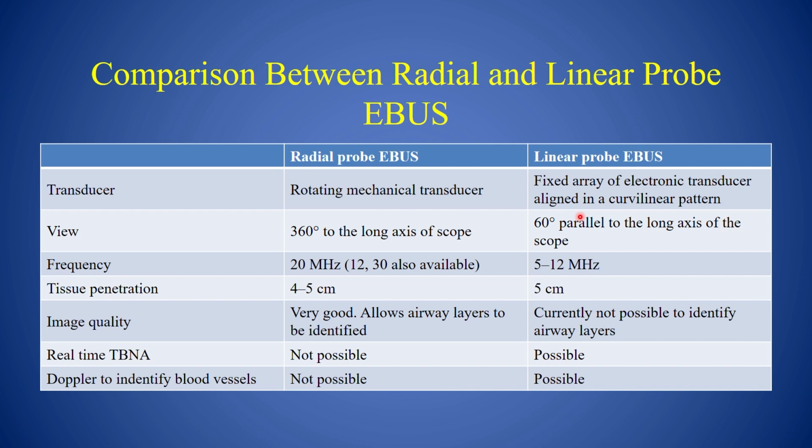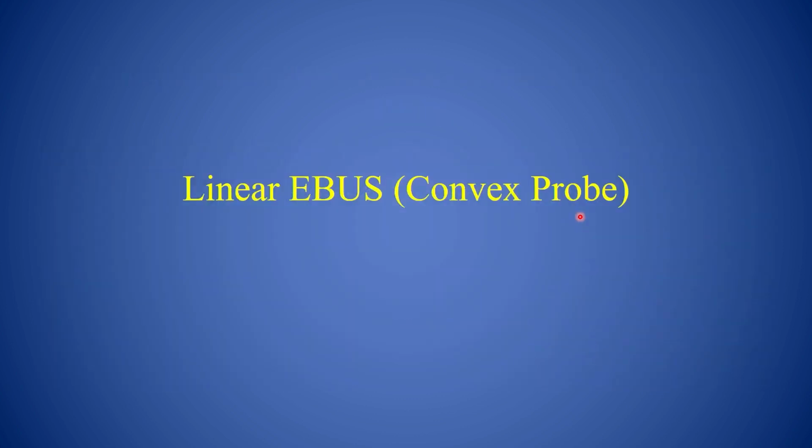The tissue penetration or the depth of penetration is more or less the same. The image quality is extremely good with both of them. The advantage which the convex probe EBUS has over the radial EBUS is real-time imaging and sampling and a possibility to use the Doppler to identify the vessels. We'll be mainly concentrating on the linear or the convex probe EBUS.